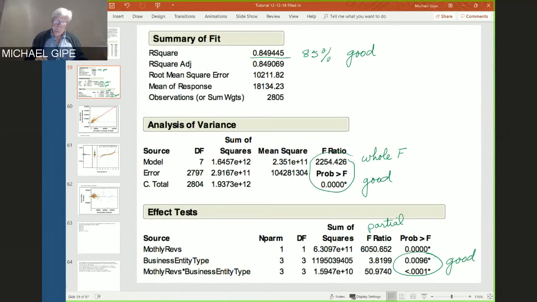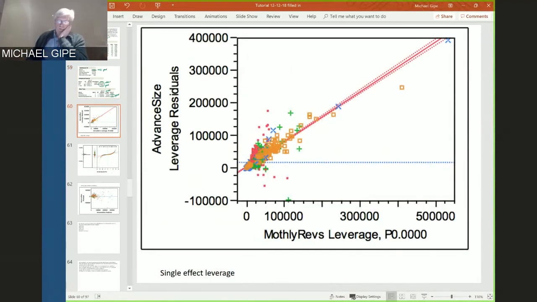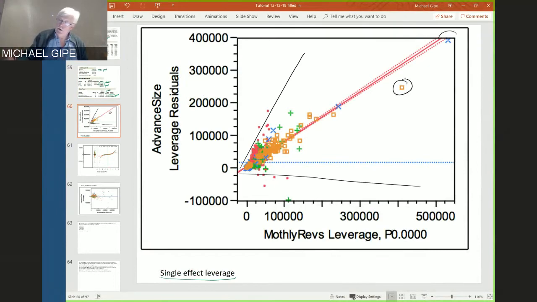So we'll take them. Now we've got some more interesting stuff as well. We've got a single effect leverage plot. Gives us leverage on the x-axis and advance size, leverage residuals. And so what are we noticing here? I'm seeing what looks to be like a heteroscedasticity issue, and we've got a couple of things here which have high leverage.